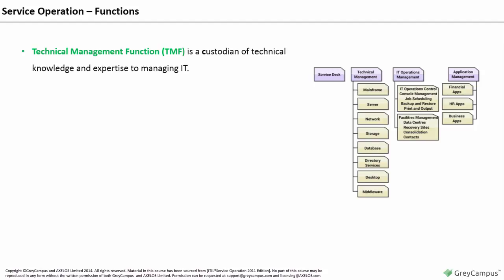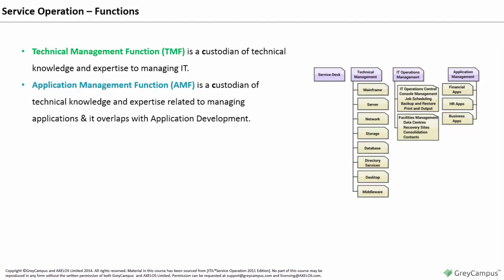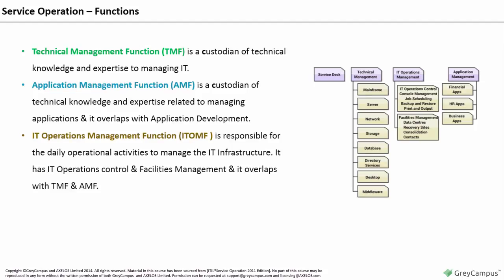To understand these better, Technical Management Function, TMF, is a custodian of technical knowledge and expertise to managing IT. Application Management Function, AMF, is a custodian of technical knowledge and expertise related to managing applications, and it overlaps with application development. IT Operations Management Function, ITOMF, is responsible for the daily operational activities to manage the IT infrastructure. It has IT operations control and facilities management, and it overlaps with TMF and AMF.